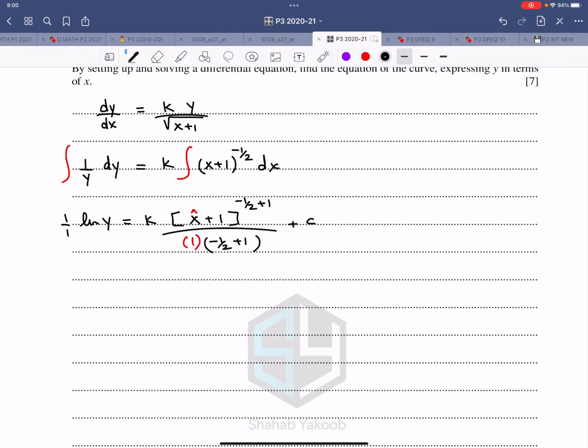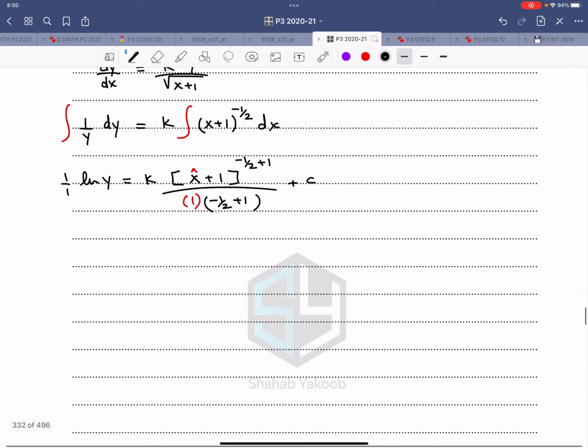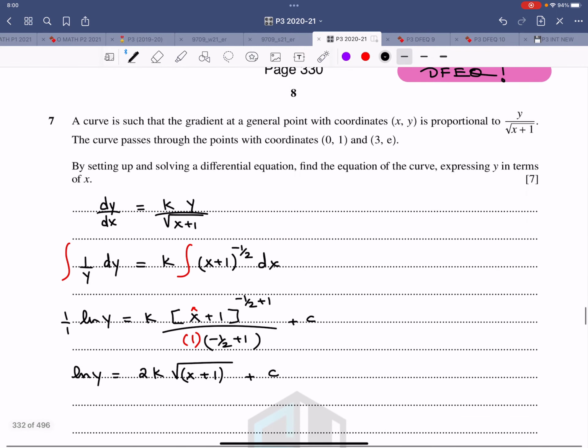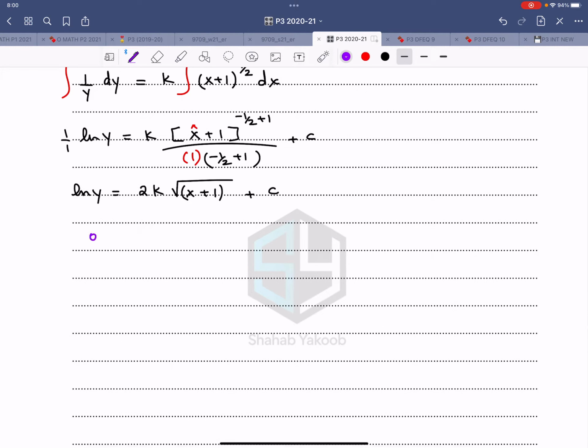Let's first simplify it. So ln of y, minus half plus 1 is half, division by half is multiplication by 2. So this is 2k square root x plus 1 in brackets plus a constant of integration c. Now there are two limits, 0, 1 and 3, e. Let me plug them one by one.